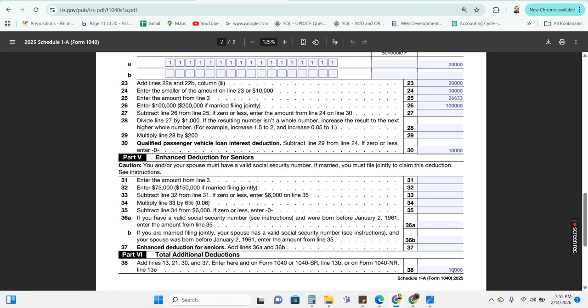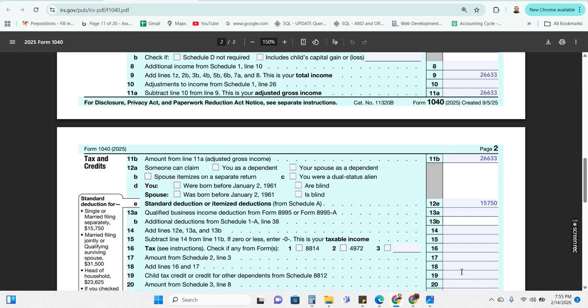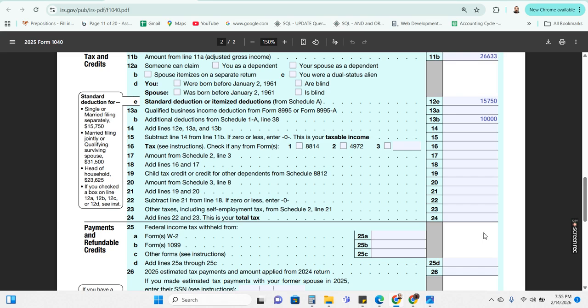Line 38 means, on form 1040, line 13B, 10,000. I need to write 10,000. So I can deduct more, right? 15,750 plus 10,000, I can deduct. Okay. So, ladies and gentlemen, at lines 12E, 13A and 13B, 15,750 and it's 25,750.